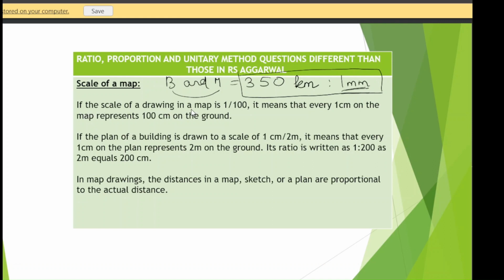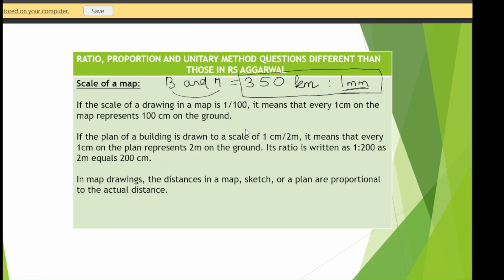Okay, so that is what this definition is telling us. If the scale of a drawing in a map is 1 by 100, it means that every 1 centimeter on the map represents 100 centimeter on the ground. So this is about map. Now building plans also have a scale. So if the plan of a building is drawn to a scale of 1 centimeter by 2 meter, it means that every 1 centimeter on the plan represents 2 meter on the ground. Its ratio is written as 1 is to 200. Why? Because 2 meter equals 200 centimeter.